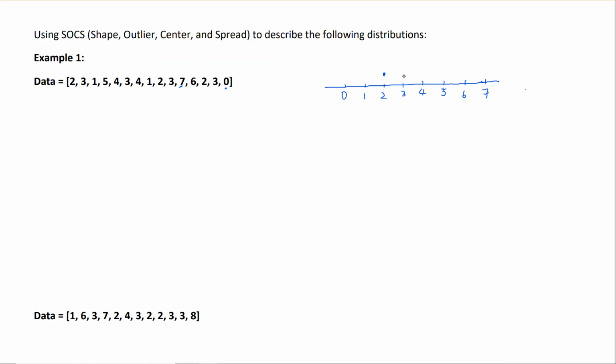All right, next one is 3. Next one is 1, 5, 4, 3, 4, 1, 2, 3, 7, 6, 2, 3, and 1, 0. All right, and then based on these dots, I can draw the histogram, right?